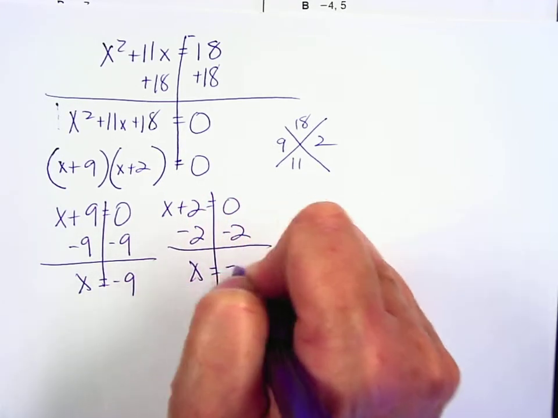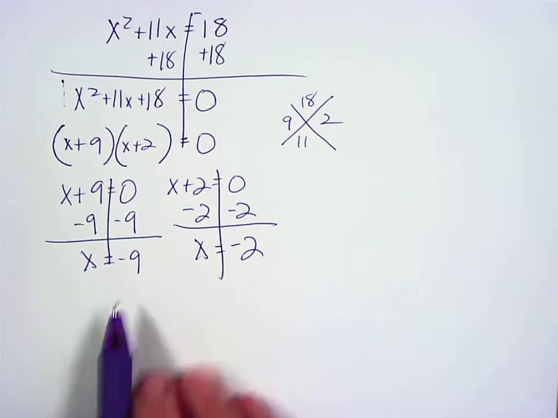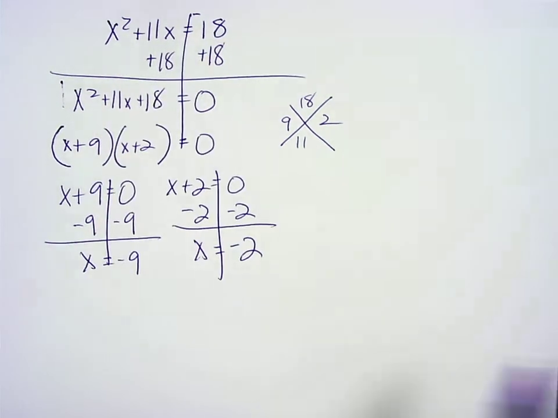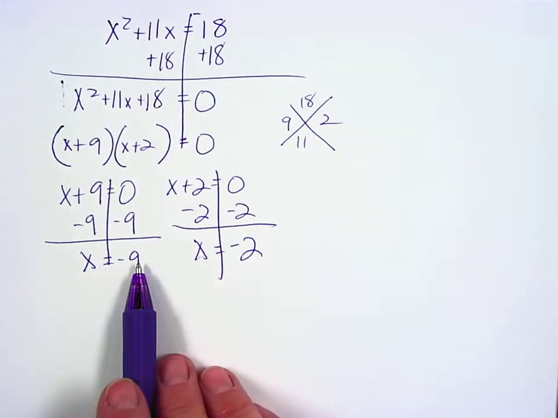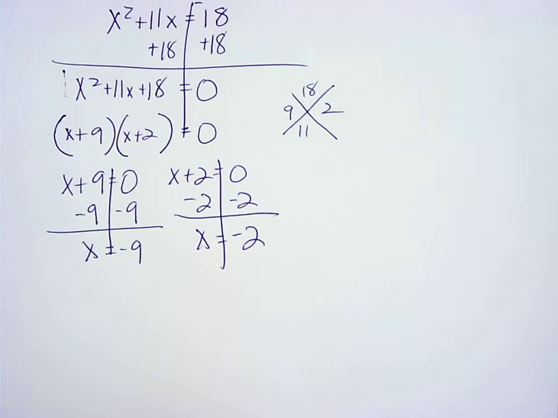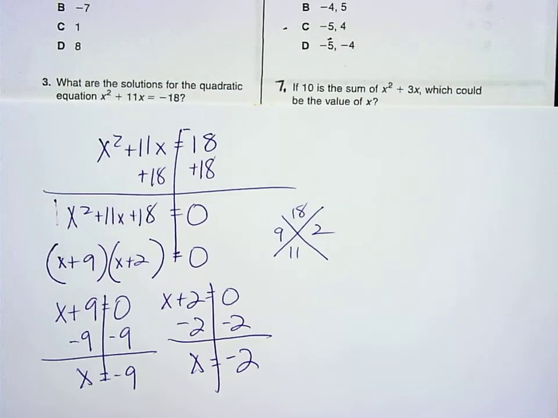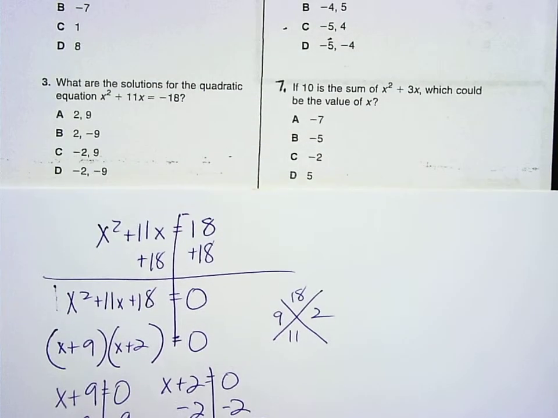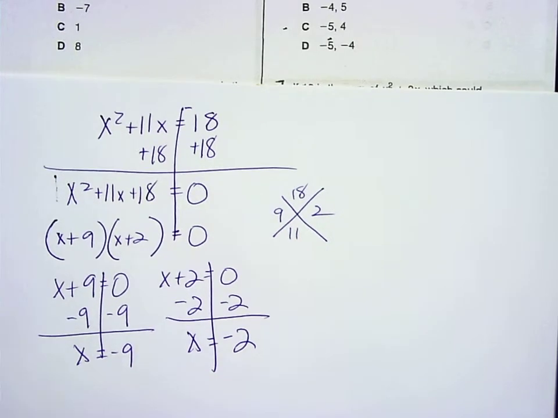X is negative 2. So if you plug those back into the equation, it should show you that when x is negative 9, y is 0, and when x is negative 2, y is also 0. Okay? Now, here's something that might have hung some of you up. I forgot to mention this. Look at number 2 again.